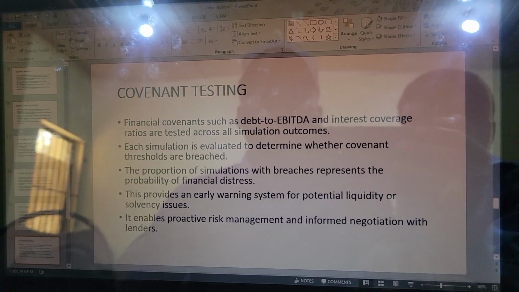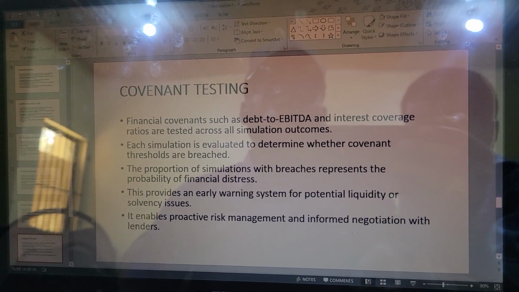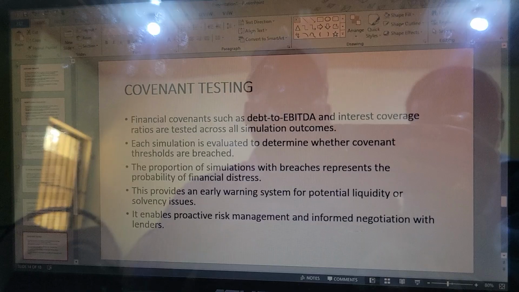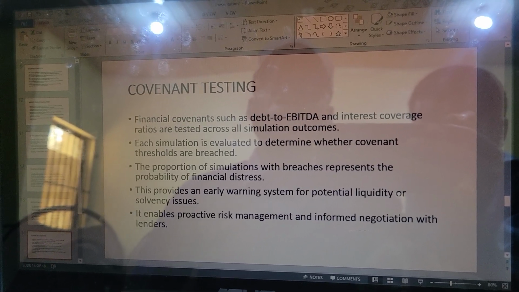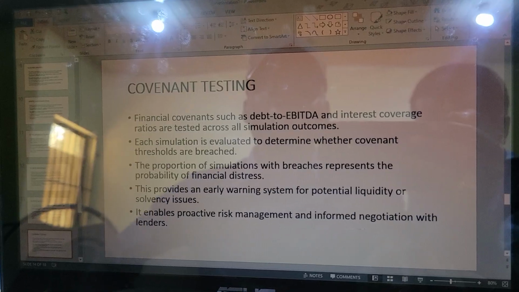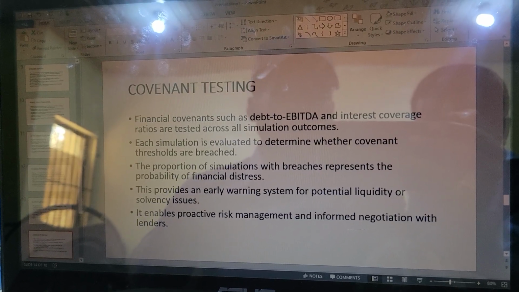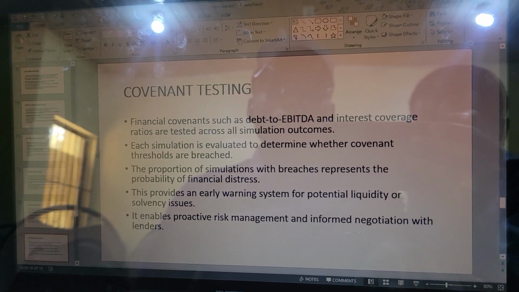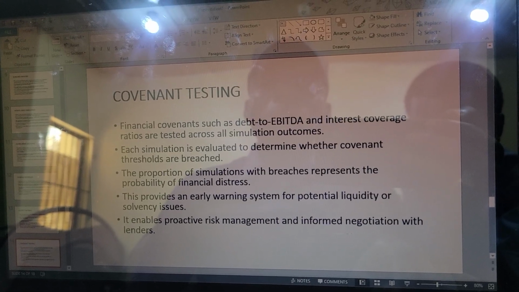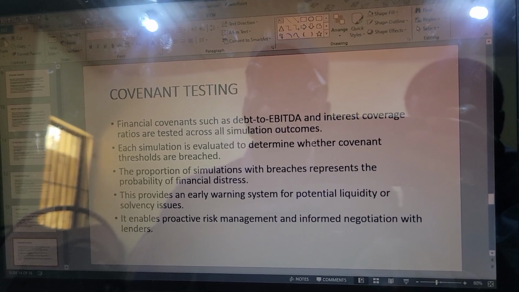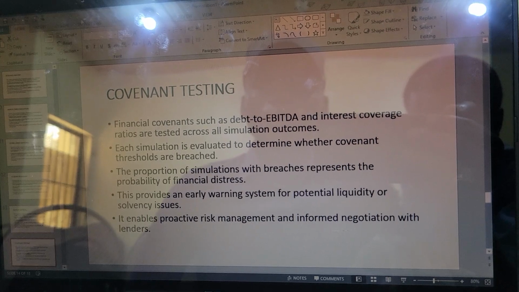The covenant testing. Financial covenants such as the debt to EBITDA and interest coverage ratios are tested across simulation outcomes. Each simulation is evaluated to determine whether covenant thresholds are breached. The proportion of simulations which breach represents the probability of financial distress in the firm. This provides an early warning for potential liquidity or solvency issues.